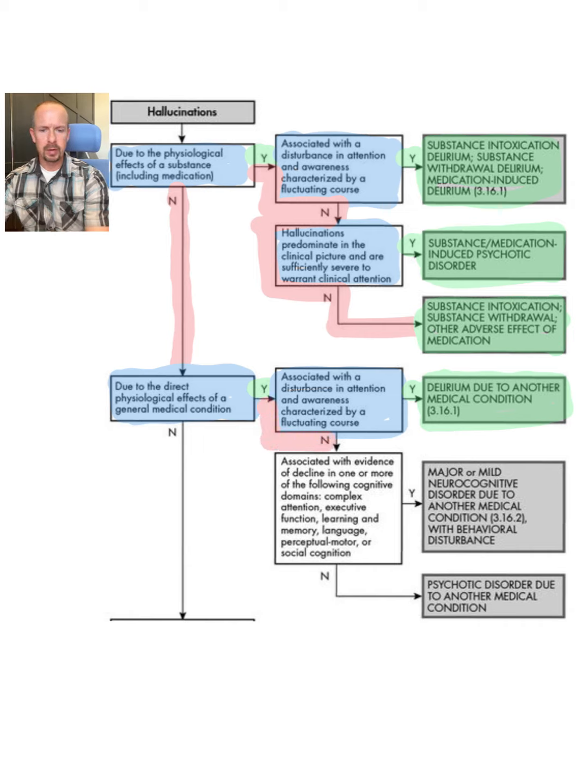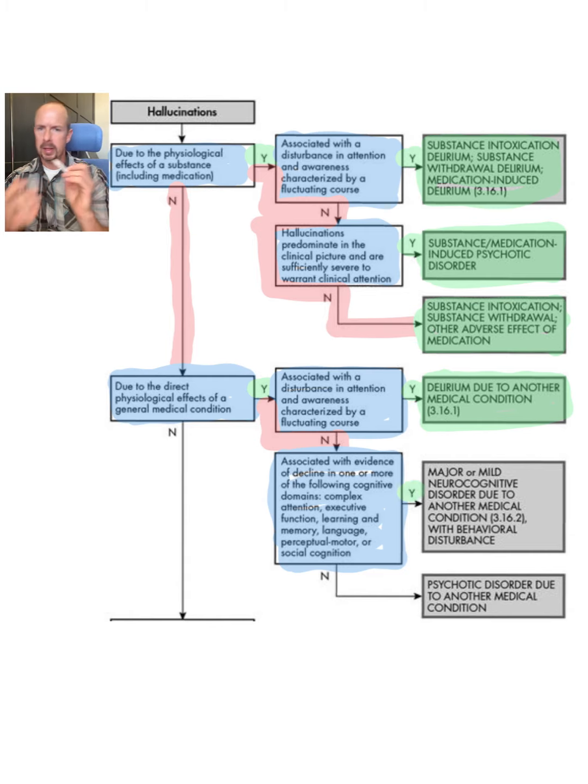Let's say that person isn't necessarily disoriented and going in and out of awareness, so it's not delirium. But there's definitely more severe cognitive decline. There are definitely executive functioning issues, learning issues, psychomotor or perceptual motor, and social cognition issues. That's when we're looking at something more serious along the lines of a neurocognitive disorder, and that's where we would head next.